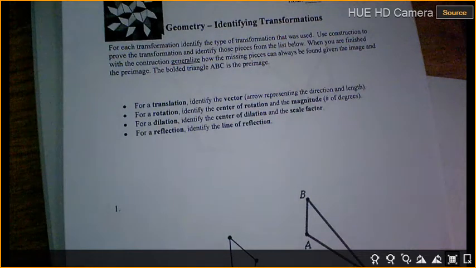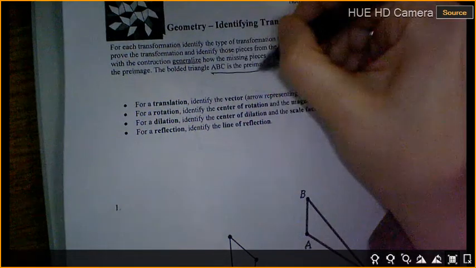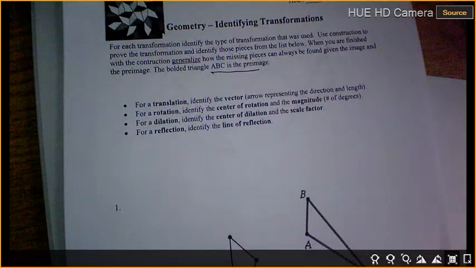Looking at identifying transformations. For each transformation activity, identify the type of transformation that was used, use constructions to prove the transformation, and identify those pieces from the list below. When you are finished with the construction, generalize how the missing pieces can always be found given the image and the pre-image. The bold triangle is the pre-image. That's what you start with. So the bold one is the one you start with.